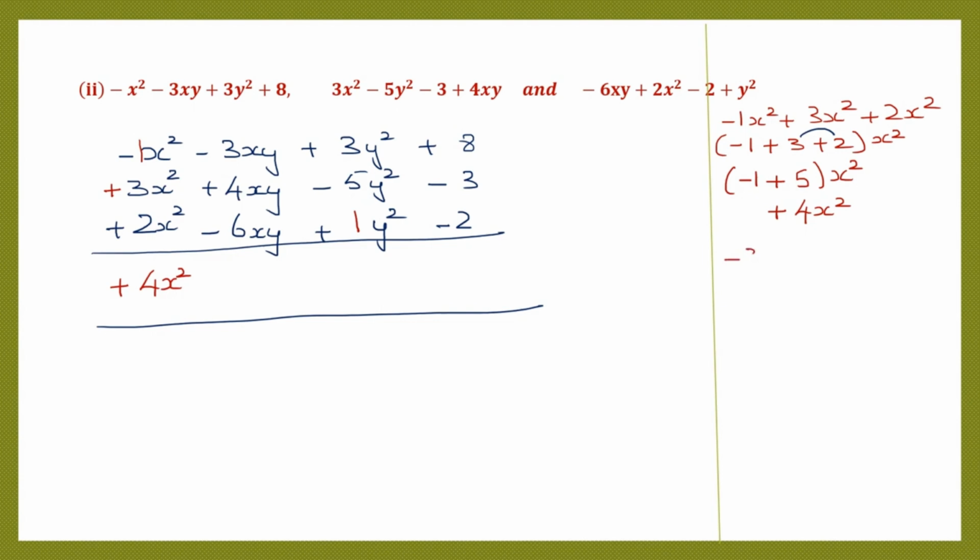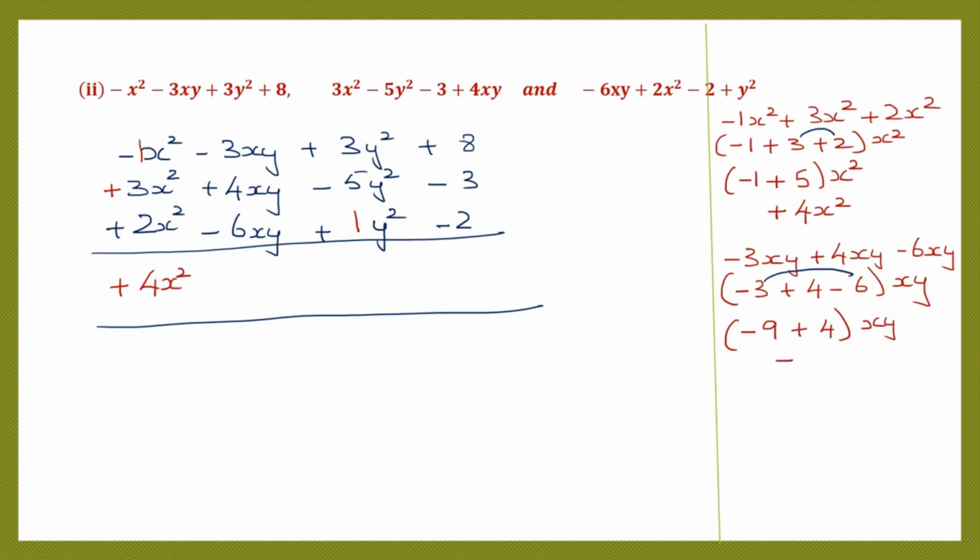Now we'll take minus 3xy plus 4xy minus 6xy: minus 3 plus 4 minus 6xy. Add the numbers with the same sign. These two numbers have the same sign, so when they have the same sign, we put the same sign and add. 3 plus 6 is 9, plus 4xy. Signs are different. Put the sign of the bigger number and subtract. 9 minus 4 is 5xy. So here we have minus 5xy.